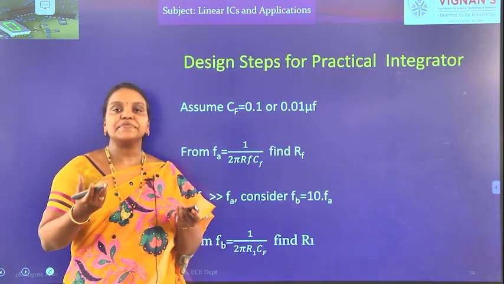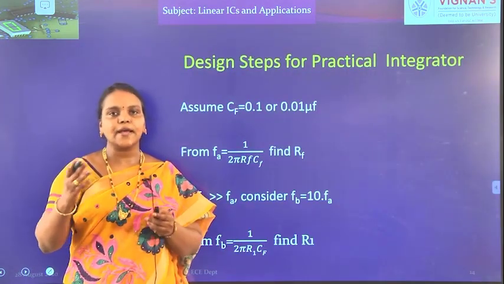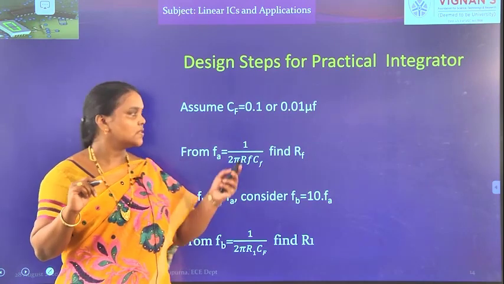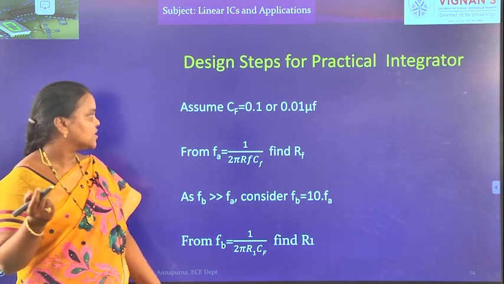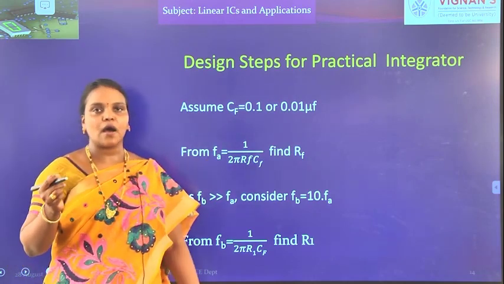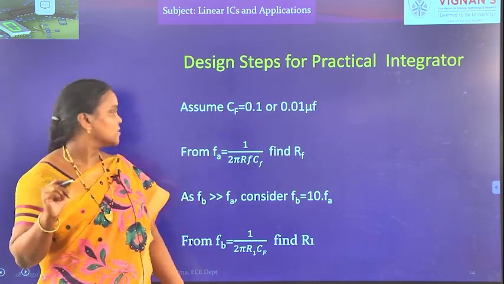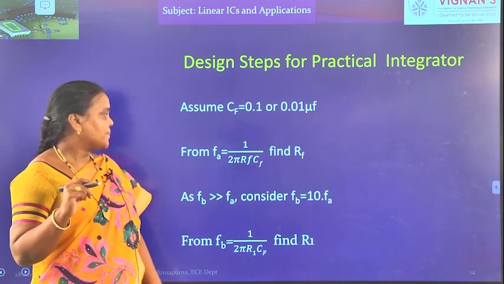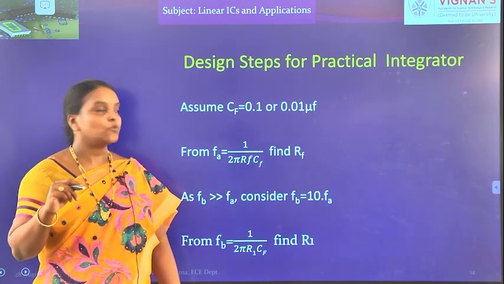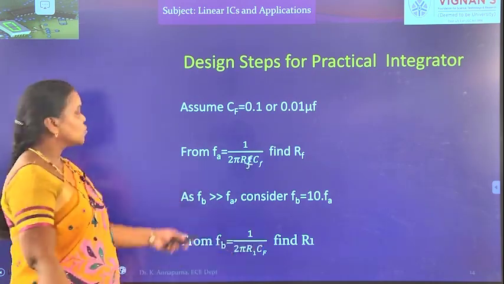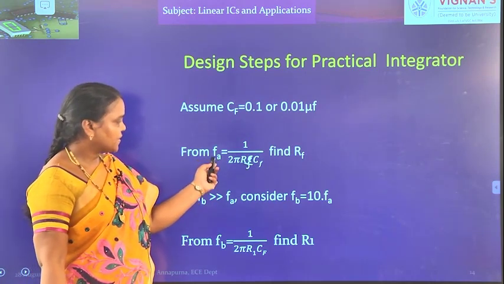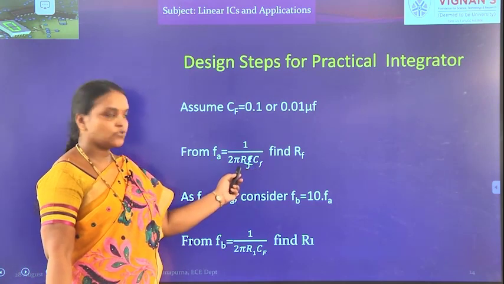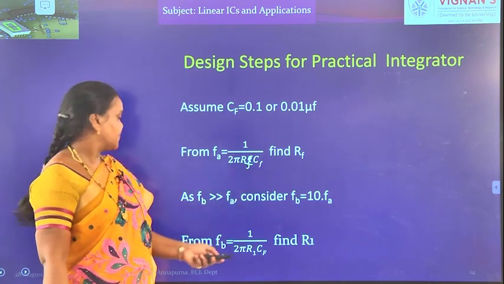For a given frequency signal, how to design the integrator? These are the design steps. First, we have to assume the capacitor value Cf to be 0.1 or 0.01 microfarads, and Fa is equal to 1 by 2 pi Rf Cf. The frequency will be given, so from that frequency, and since you are assuming Cf, you can find the Rf.